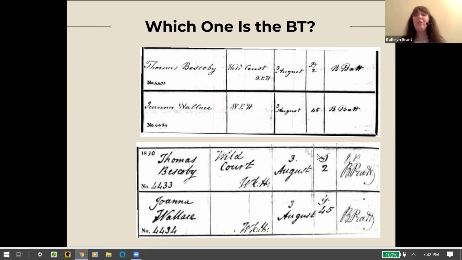Another thing that you can note that will help you, especially if you're comparing which one is which, is notice that again, on copies, there are from time to time going to be mistakes. So in this one, we've got that Joanna Wallace died at 45 years, but notice that here the copyist did not include the years. So sometimes you will find that the original record is more complete than the bishop's transcript. So good job, you guys.